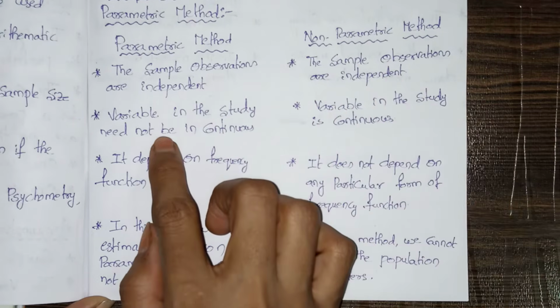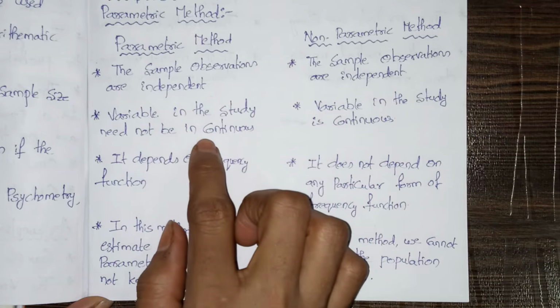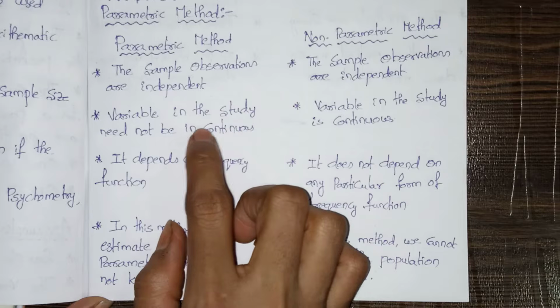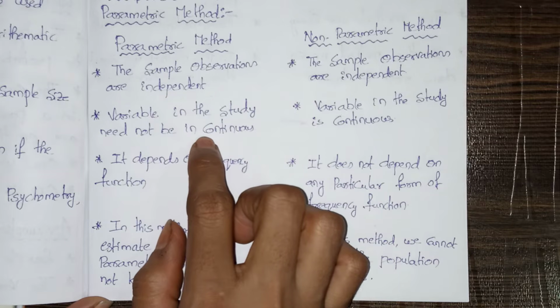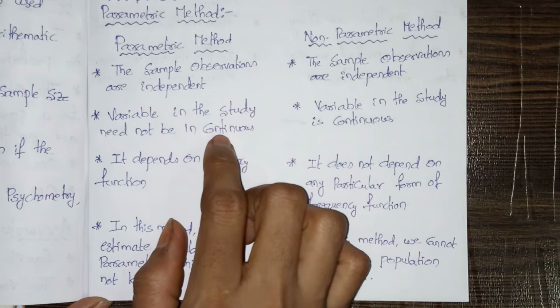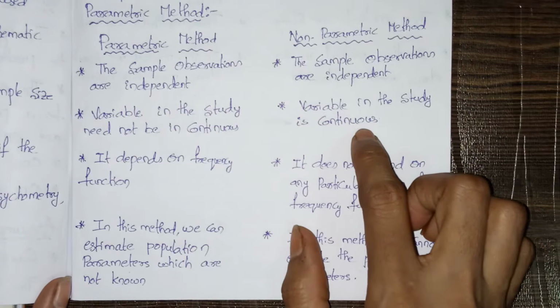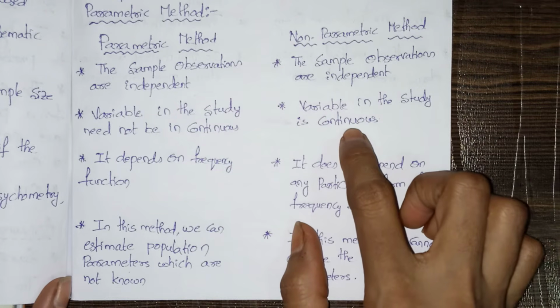Next, the second point in the parametric method, variables in the study need not be continuous. So here the variables need not be continuous, it may or may not be, but particularly need not be continuous, it may be discrete also. But in the non-parametric method the variables should be in a continuous series.